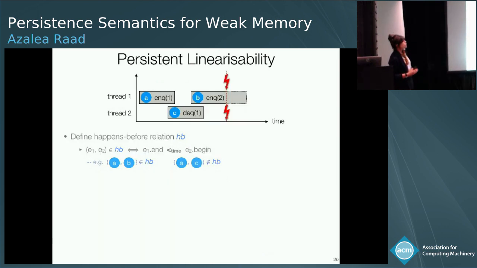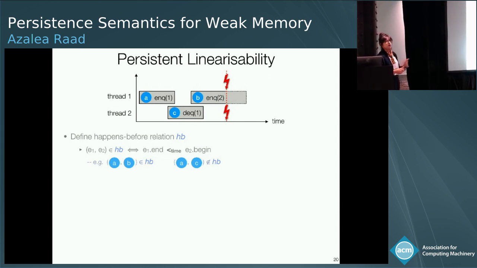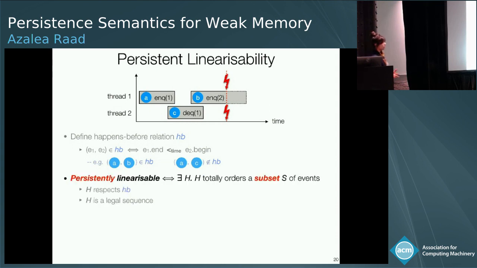So what does this all mean in this persistent setup where programs can additionally crash and some events may not actually survive the crash? I have intentionally faded this out because we will define the happens-before relation in exactly the same way as before. But instead of saying find the total order on all the events of the execution, because some of the events may not survive the crash, we say find the total order on a subset of events, S.